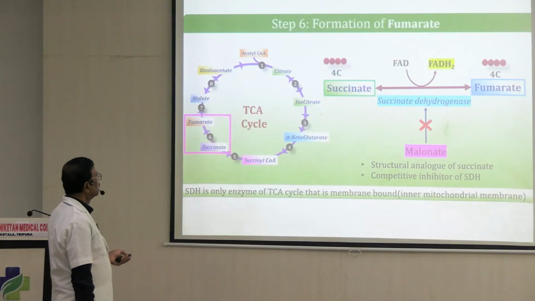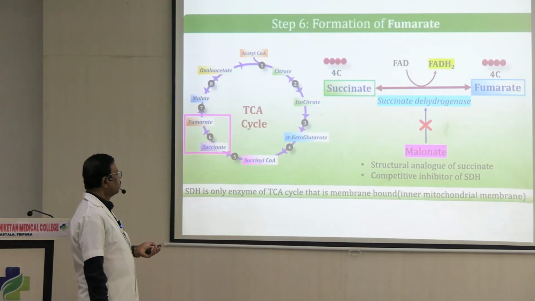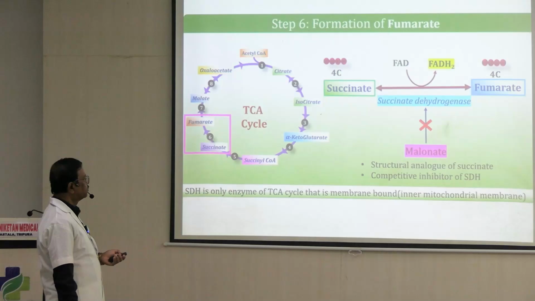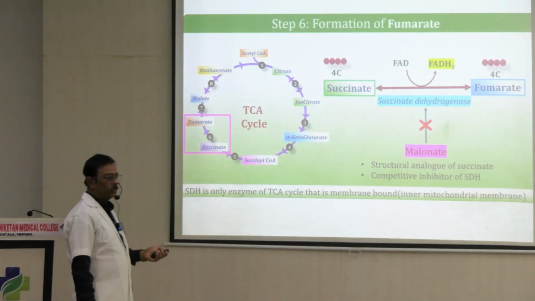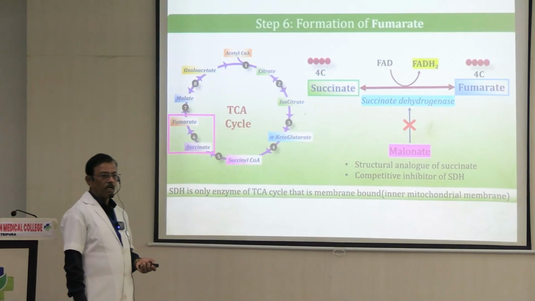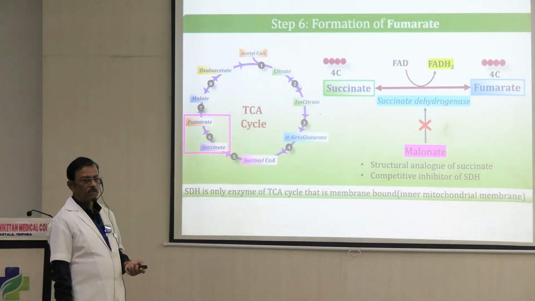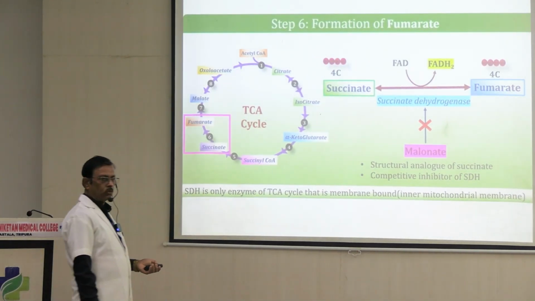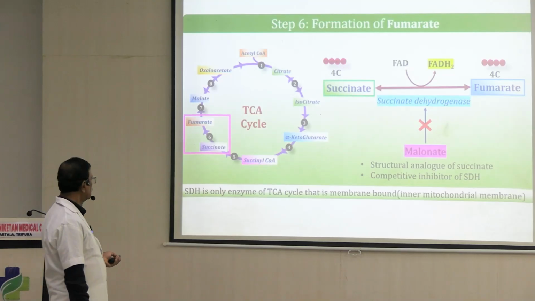Succinate, with the help of succinate dehydrogenase, forms fumarate. One FADH2 is produced, and this enzyme remains bound to the inner mitochondrial membrane as complex 2 of the electron transport chain.